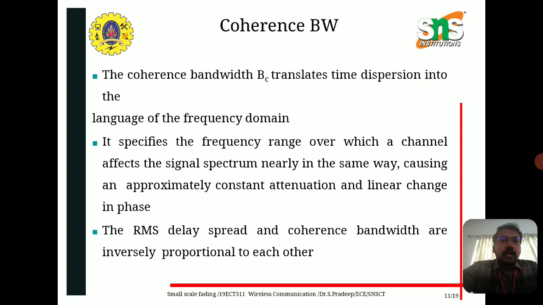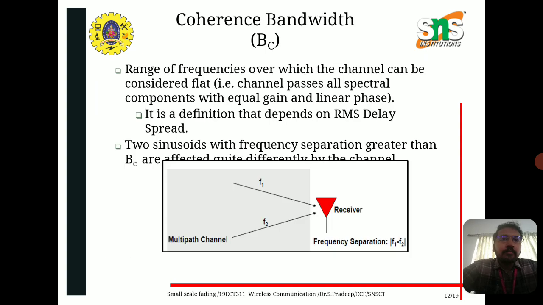Coherence bandwidth. The coherence bandwidth translates time dispersion into the language of the frequency domain. It specifies the frequency range over which a channel affects the signal spectrum nearly in the same way, causing an approximately constant attenuation and linear change in phase. The RMS delay spread and coherence bandwidth are inversely proportional to each other.